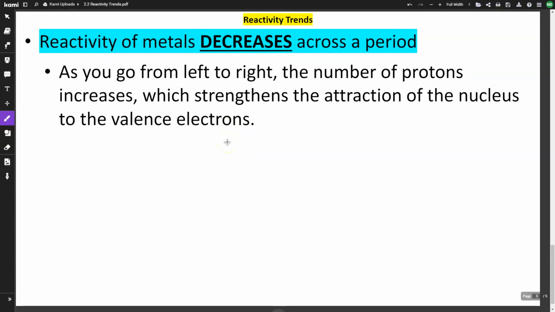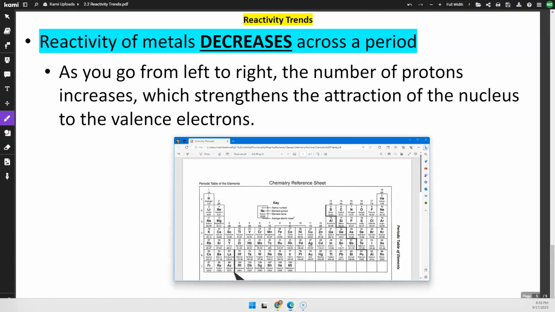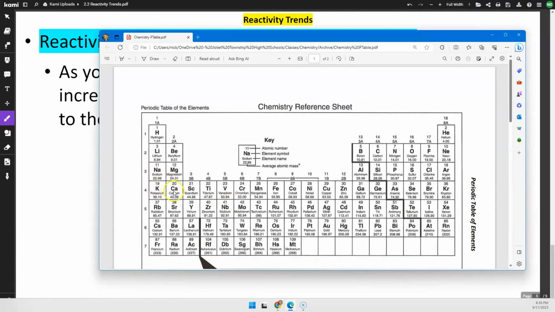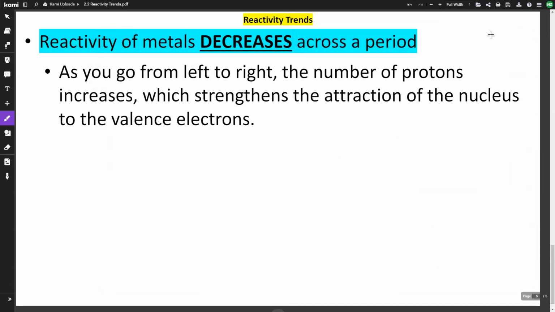Okay, as you go across the period, from left to right, the number of protons increases. So potassium, calcium, scandium, so 19, 20, 21. As we go to the right, we're increasing the number of protons. More protons, more pull. More protons equals more pull.